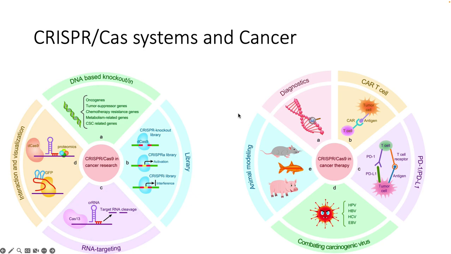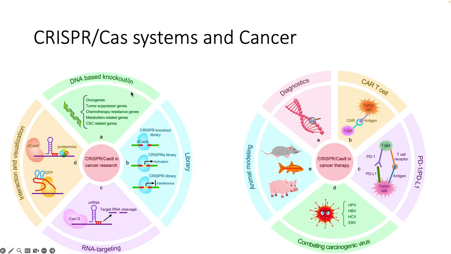So how can CRISPR be used in molecular biology and in medicine? In molecular biology, CRISPR can be used for many different things, such as knockout or knock-in mutations. It can create libraries, it can target RNA, and you can actually see interaction of Cas9 with other proteins.